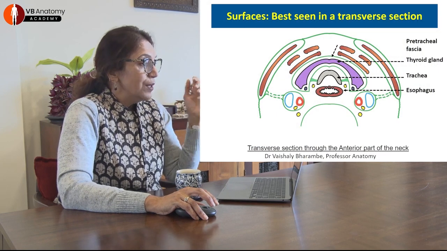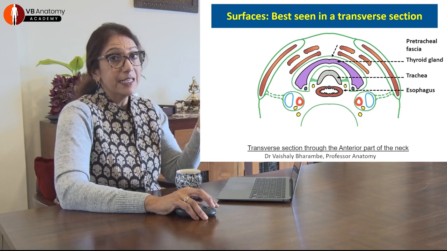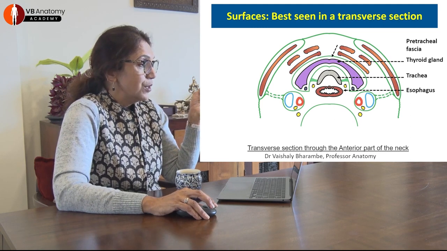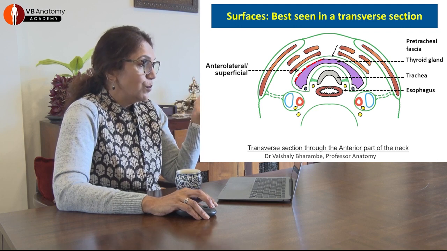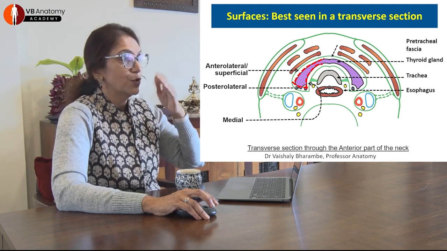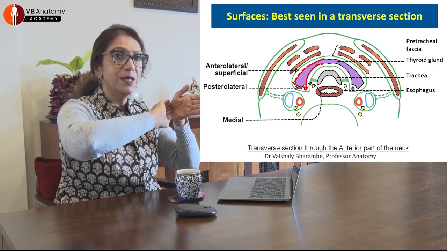I'm happy with my apex and base. Let's move on to surfaces. Okay, so here's the surfaces. First, let's understand the surface, then we discuss them. Here's your superficial surface, posteromedial surface, and medial surface. Three surfaces: superficial surface, posteromedial surface, medial surface.